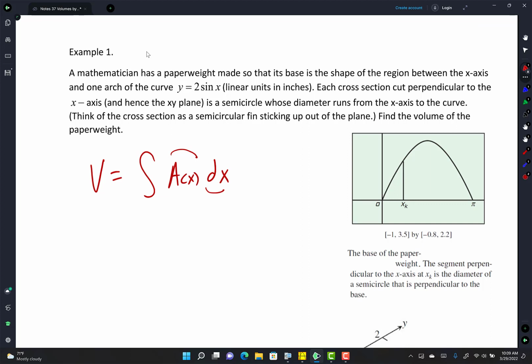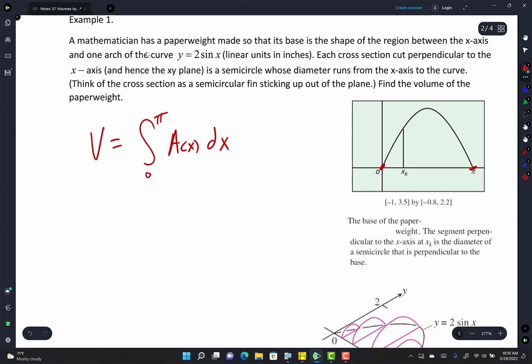Obviously this volume is almost zero because it's pretty flat. But if you put a whole bunch of them together, then you get what you want to call thickness, depthness or whatever. Does that make sense to you guys? Okay, so that's what's happening here. So, what are my limits? From 0 all the way to? A of x is the area of a common cross section.